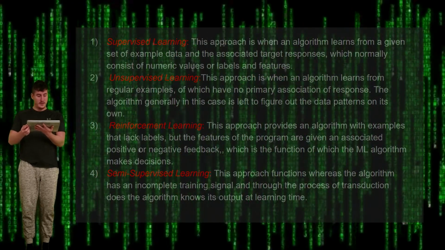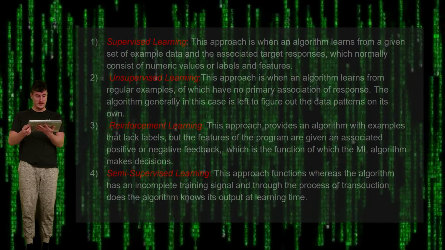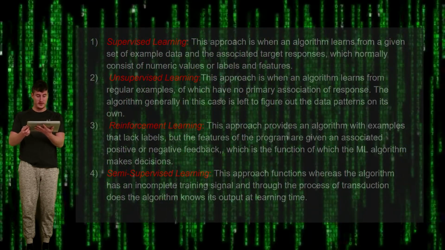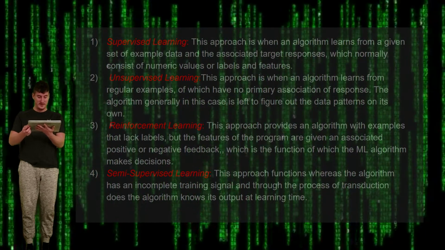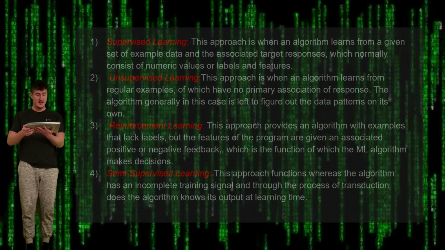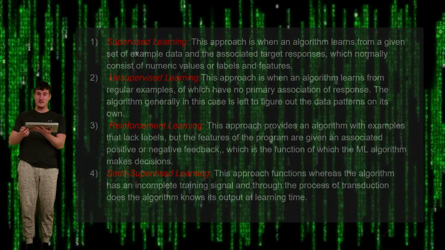And finally, semi-supervised learning. This approach functions where the algorithm has an incomplete training signal, and through the process of transduction the algorithm knows its output at learning time. You can tell what things are important by the fact that I labeled them in red.